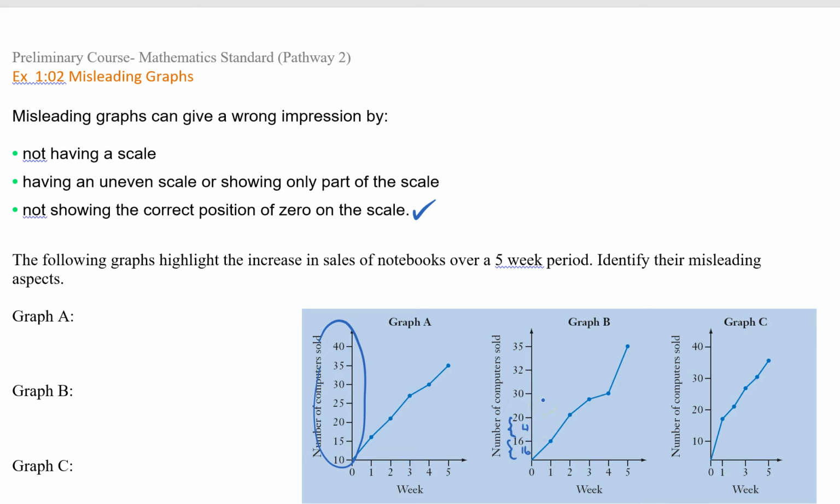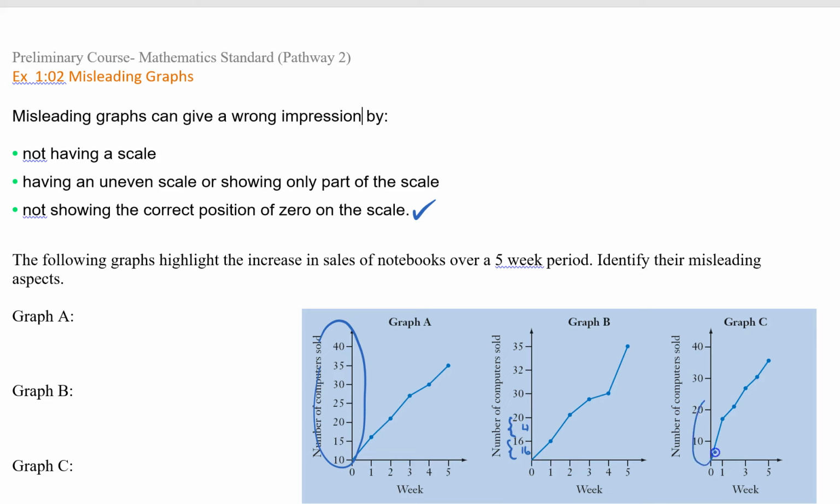If a graph is constructed, and sometimes it will be constructed that way to give us a false impression of what's going on. So in the first week, it's looking like there were 16 computers sold. That may actually not be correct, because we don't know where the 0 is, or if this is 0. Then we're trying to look and interpret a graph that's actually been constructed incorrectly.